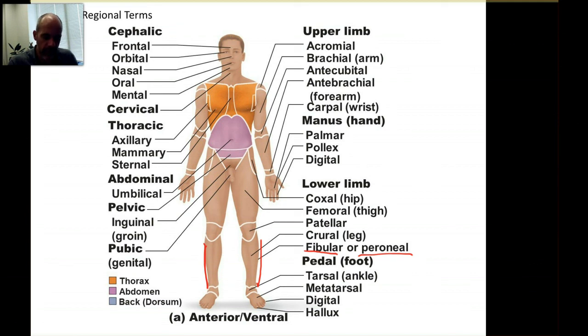All right, then finally, pedal, like maybe you've heard of humans referred to as bipedal because we walk on two limbs instead of four. That refers to the foot. Tarsal, so like carpal refers to your wrist, tarsal refers to the ankles. Metatarsal refers to the main part of the foot on the superior side, the top part of the foot. And then we've already discussed that digital can be used to refer to your toes, and hallux is a term that refers to your big toe.